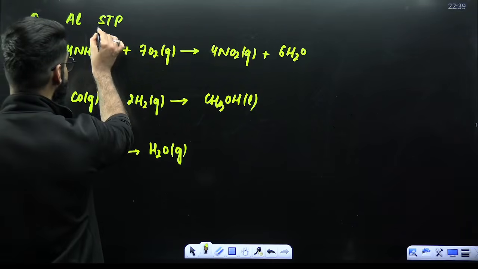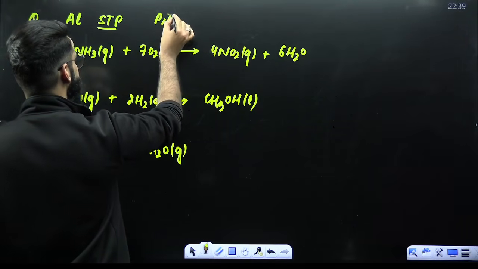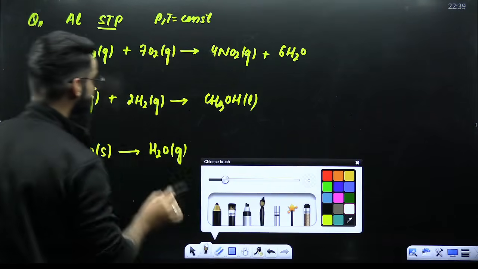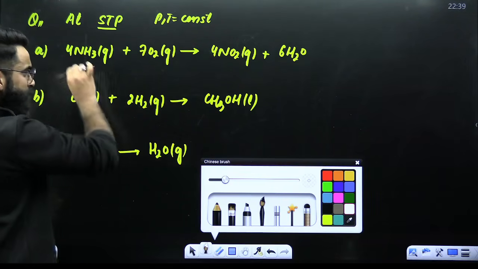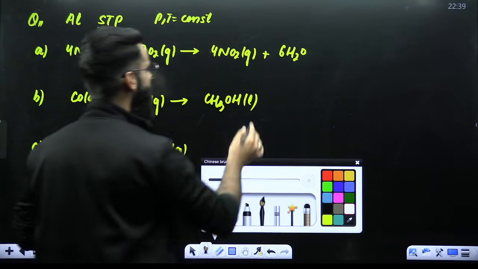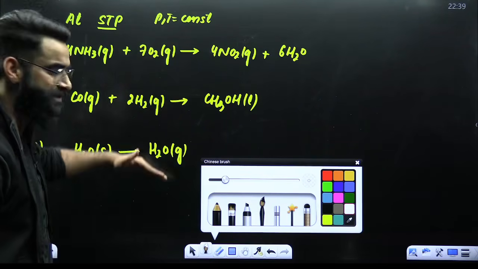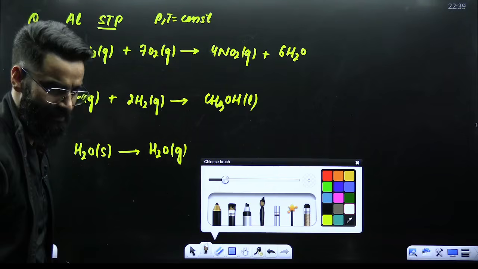My dear students, the question is at STP, that means pressure and temperature are kept constant. Now, first of all, if you look at the first question, you have to check during this process, what is the sign of W? Whether work done is positive or negative in these processes over here. So let's get to know one by one.